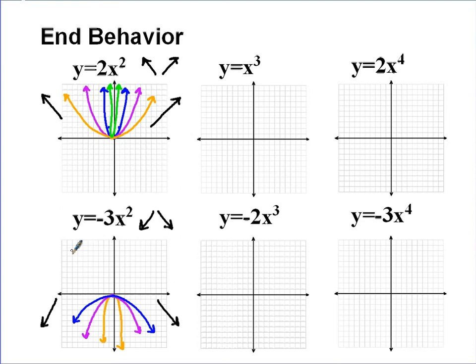Okay, so that's what happens with x squareds. With x squareds, the end behavior is both up or both down, depending on if the coefficient in front of the x squared is positive or negative.